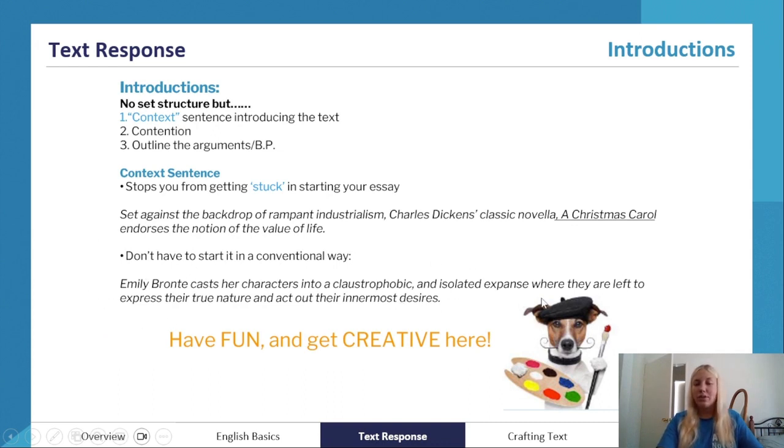Obviously, the next sentence would then have to still eventually bring in the title of the text, and that might be done as part of the contention statement, but that's missing in this example just so far. So you can open it in a creative way.